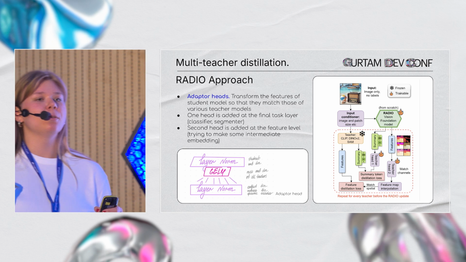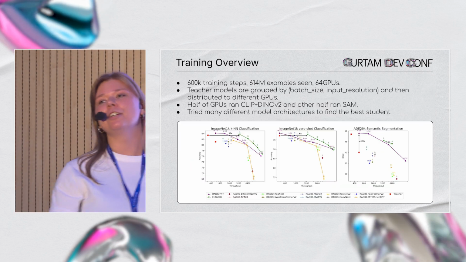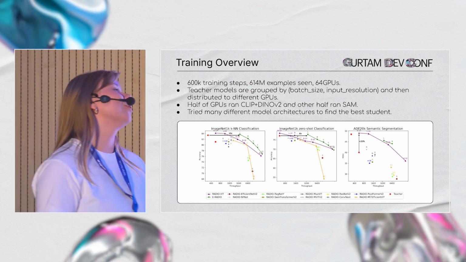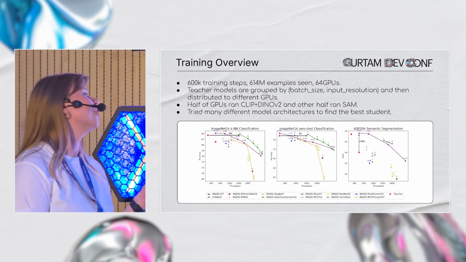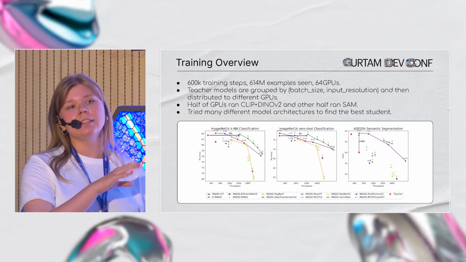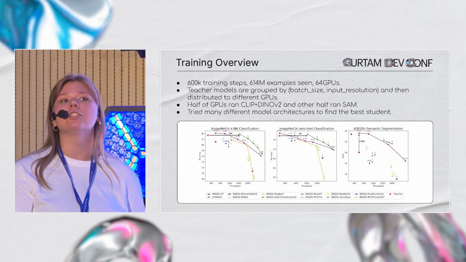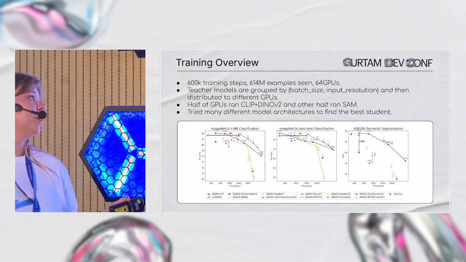About the problem of fitting multiple models onto one single GPU, they actually didn't solve it. They were training on 64 GPUs. Half of the GPUs were working on the Clip plus Dino task, and half of the GPUs were working on the segmentation task, because the segmentation task requires more memory.